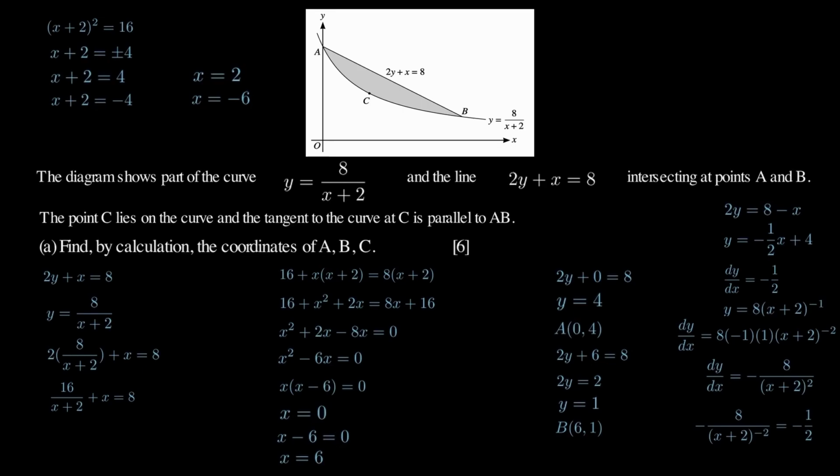Now in order to find the coordinates of C, I need to plug x equaling 2 into the equation of the curve. Let's not forget that C is on the curve, so I have to plug the x into the equation of the curve. If we do that, we get y equaling 8 over 2 plus 2, which is 8 divided by 4, and we get y equals 2. So the coordinate of C is going to be (2, 2).